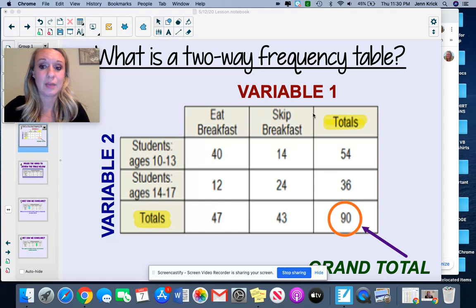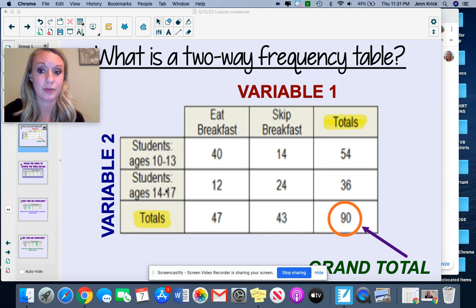Two-way frequency tables include two variables. One is on top, one is on the bottom. This table right here specifically is talking about people who eat breakfast or skip breakfast. And then it's talking about, of the people who were interviewed, students from the ages 10 to 13 and then students 14 to 17.